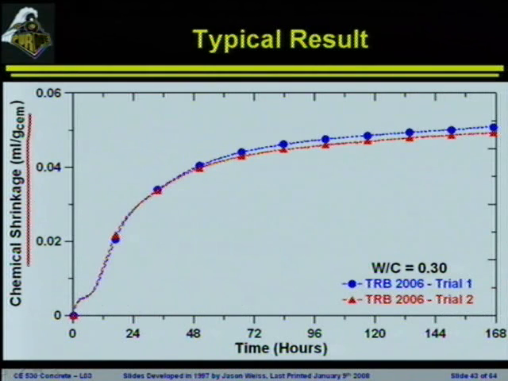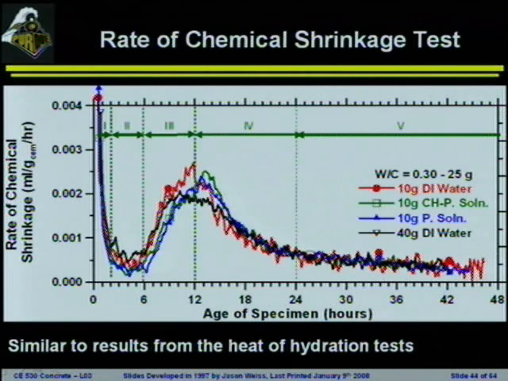If you plot this as a function of time, you will notice that this is the chemical shrinkage or volume reduction in terms of the volume per gram of cement. So we're measuring how much the system has shrunk over time, plotted as a function of time, and this is the total volume change that's taken place. If we wanted to compare this to the heat of hydration data that we saw before, we could take the derivative of that, and that would tell us about the rate at which the reaction is occurring.